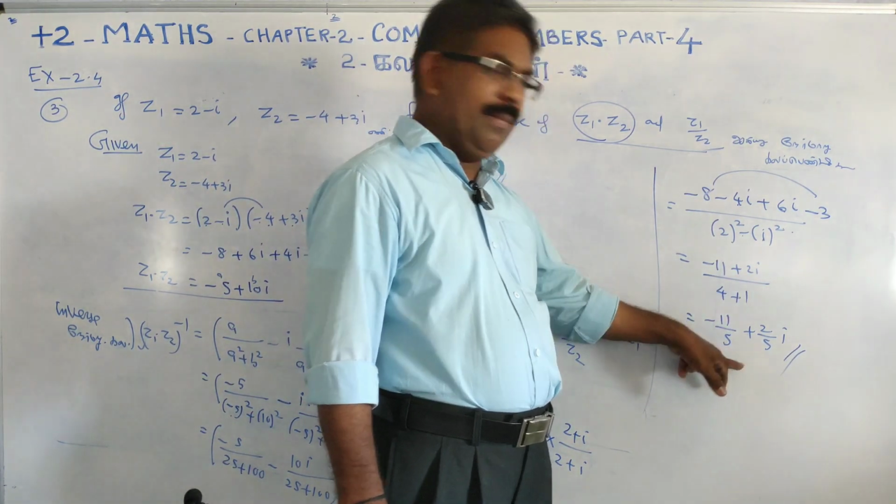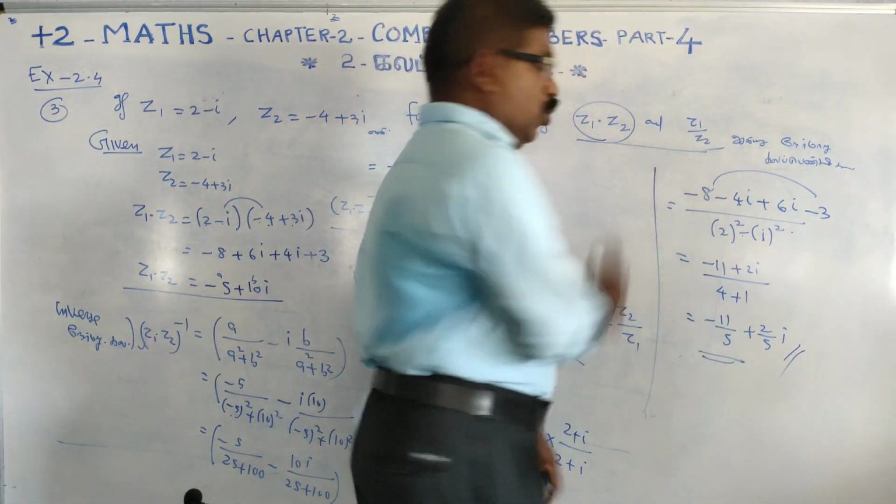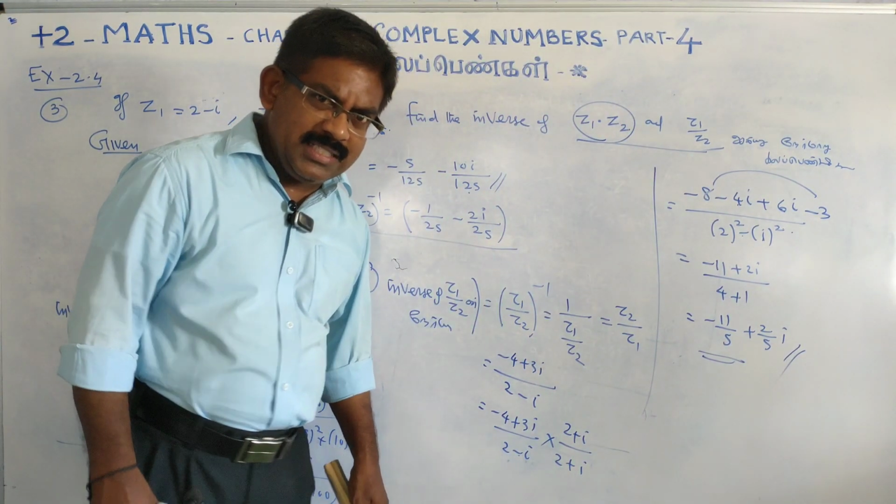Separate the real part and imaginary part. This is the inverse of the two complex numbers. Okay, students, understand?